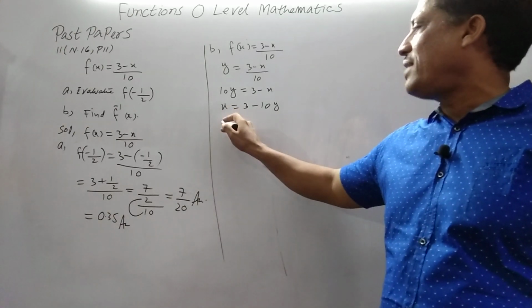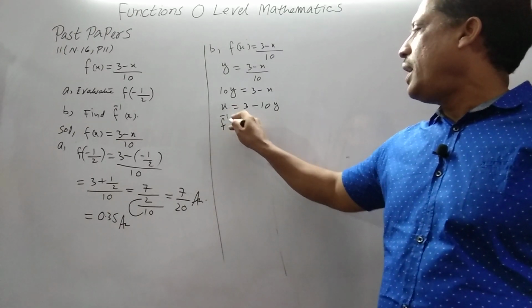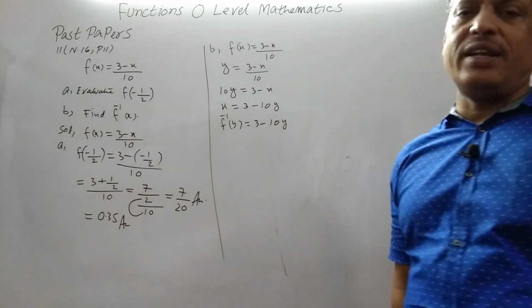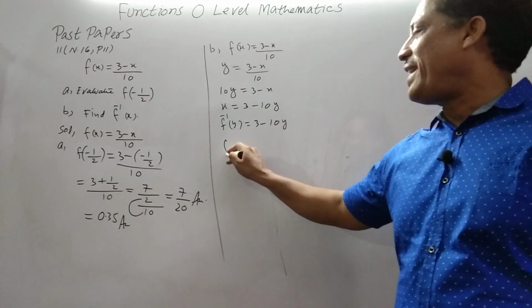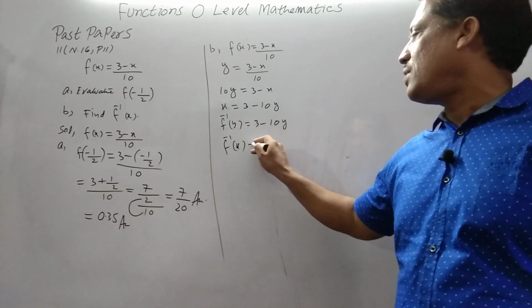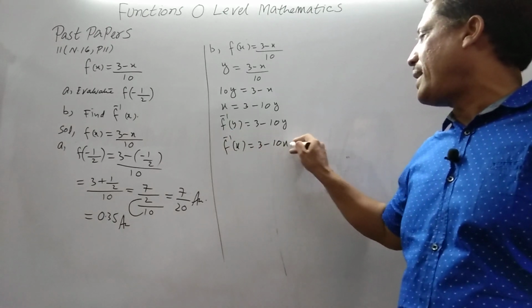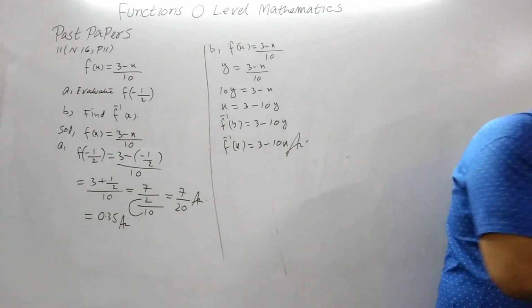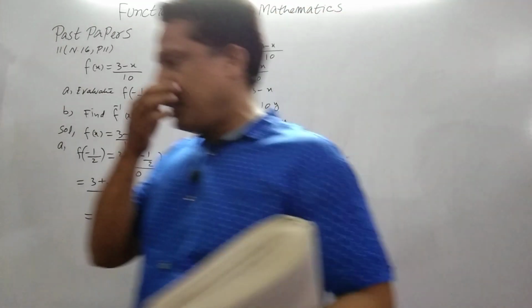Next step is to replace x by f inverse y: 3 minus 10y. Finally replace y by x. f inverse x is equal to 3 minus 10x. This is the final answer. I hope you understand. What is the next part? Next question.